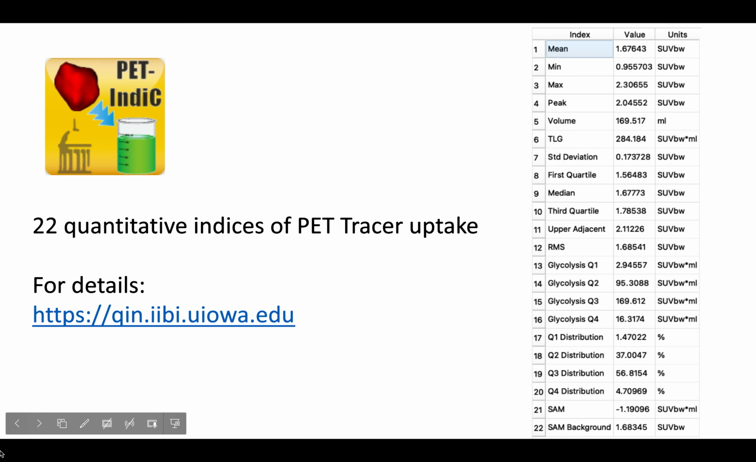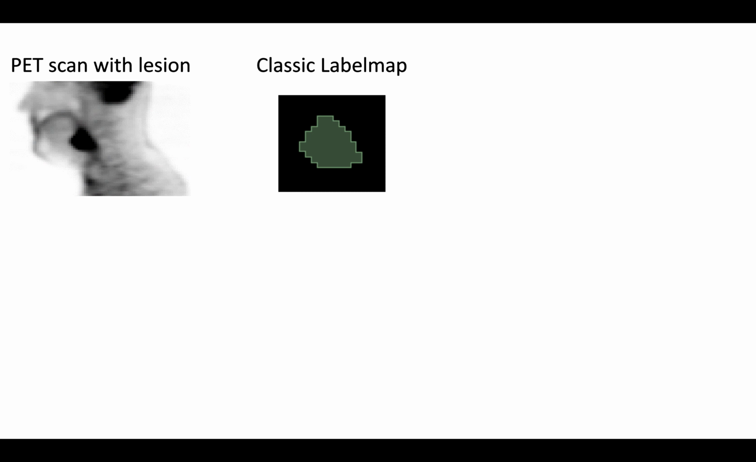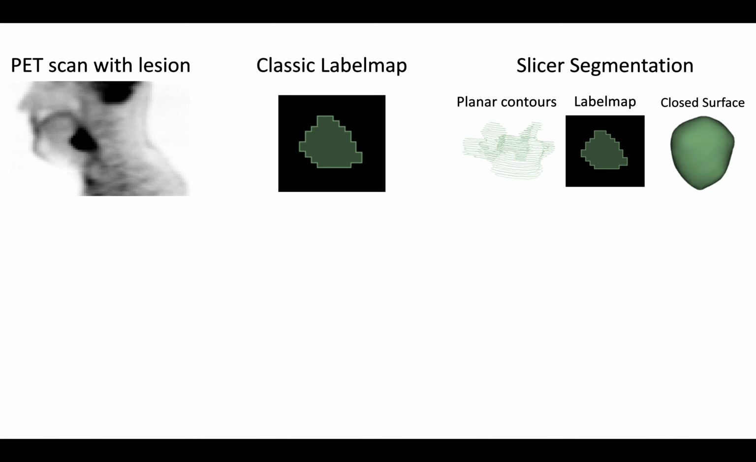The InDIC extension allows calculating a set of 22 quantitative indices of PET tracer uptake from segmented structures in PET scans. Details of the indices can be found on the tool's website. Traditionally, segmentations are often represented as voxel-based label maps. However, newer versions of 3D Slicer support slicer segmentations, a special data structure that can hold different types of segmentation representations, such as planar contour, binary label maps, or closed surfaces. Our tool supports both kinds of representations.